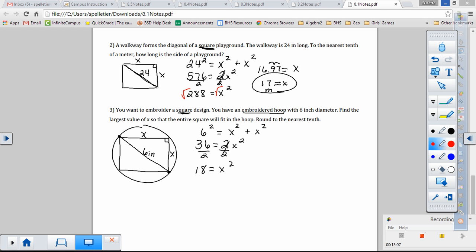And then I'm going to square root both sides. When I square root both sides, I get 4.24 equals x. So 4.2 inches or 4.24 inches. And that is how you use the Pythagorean theorem to solve word problems, and also how to use the Pythagorean theorem to classify different triangles.